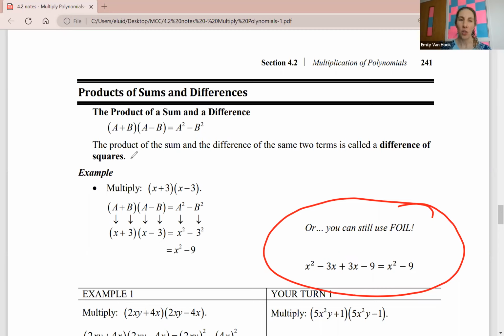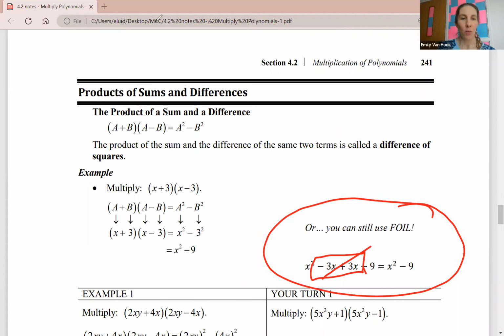If you didn't happen to notice that it was in this pattern, a plus b, a minus b, x plus 3, x minus 3, you can still use FOIL. It's just that those middle terms would cancel, right? So minus 3x plus 3x cancels out, and you're left with just x squared minus 9. So once again, here's a formula, take it or leave it. Feel free to use FOIL on your own, distributing on your own, until you really are more comfortable using the formula itself. Okay, very good.